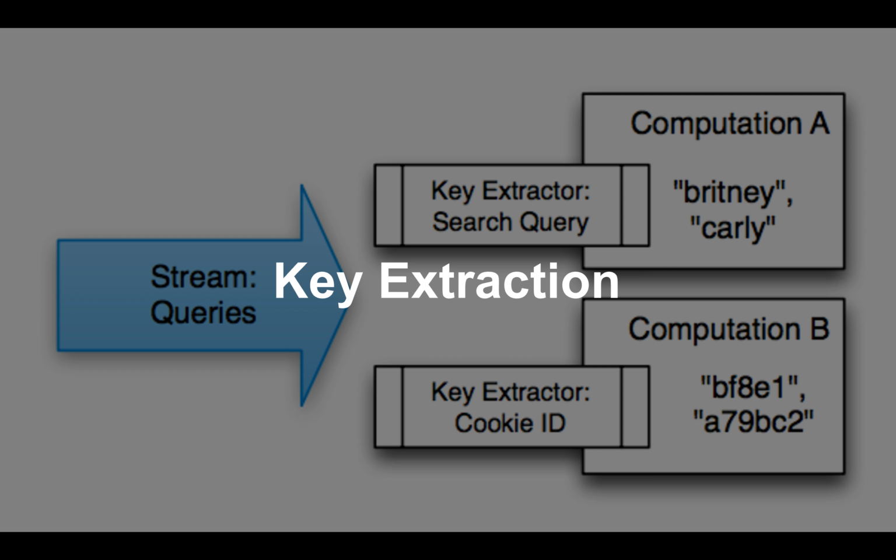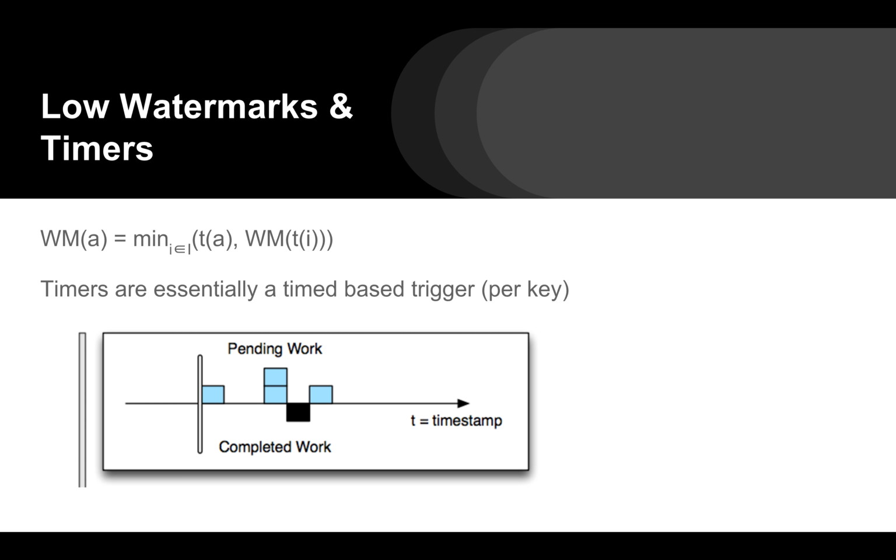Real quickly, MillWheel has a concept of key extraction, which is basically given one input, right? I can create multiple output streams, and the way I do that is by splitting my data or partitioning my data off the key. And so I can create two streams from one, and in this example you'll see a search query for one and a cookie ID for the other. Okay.